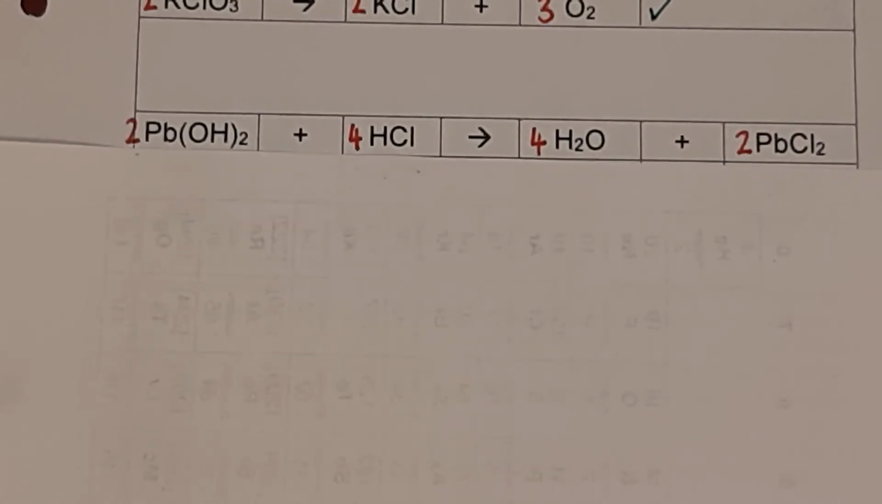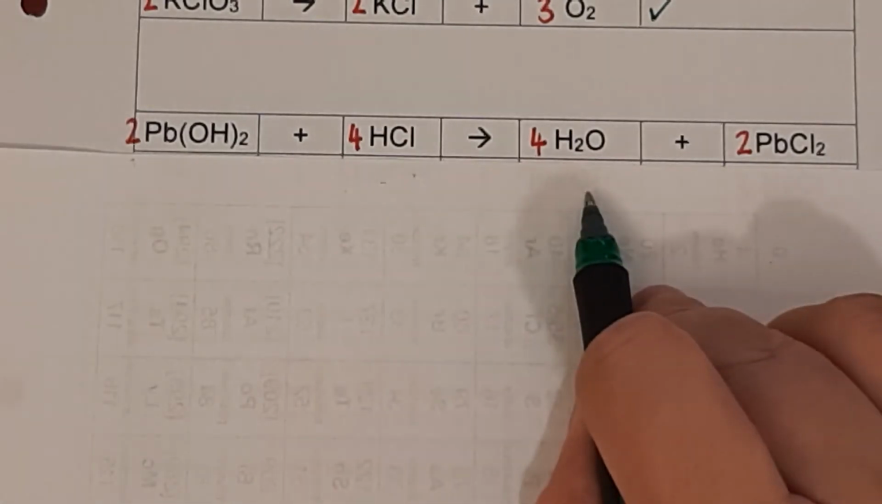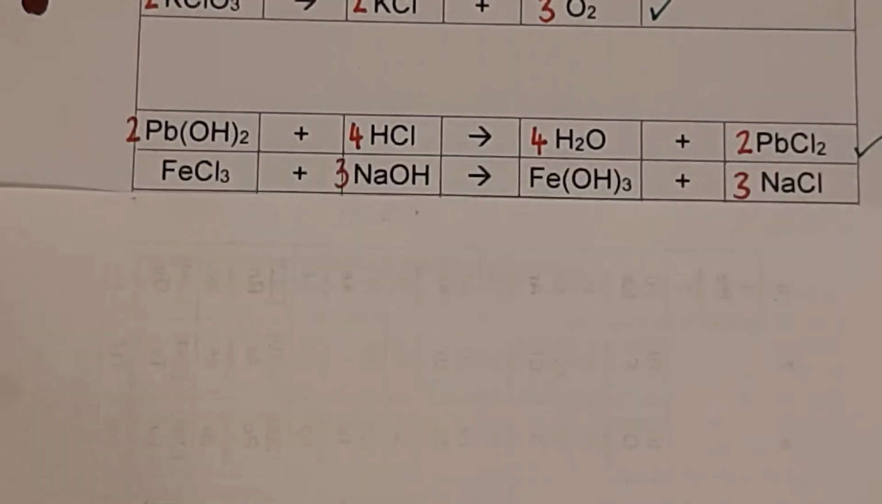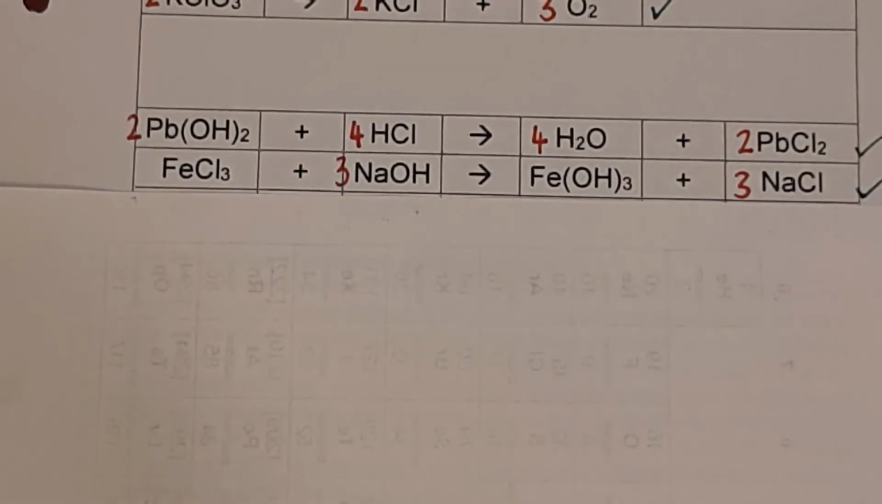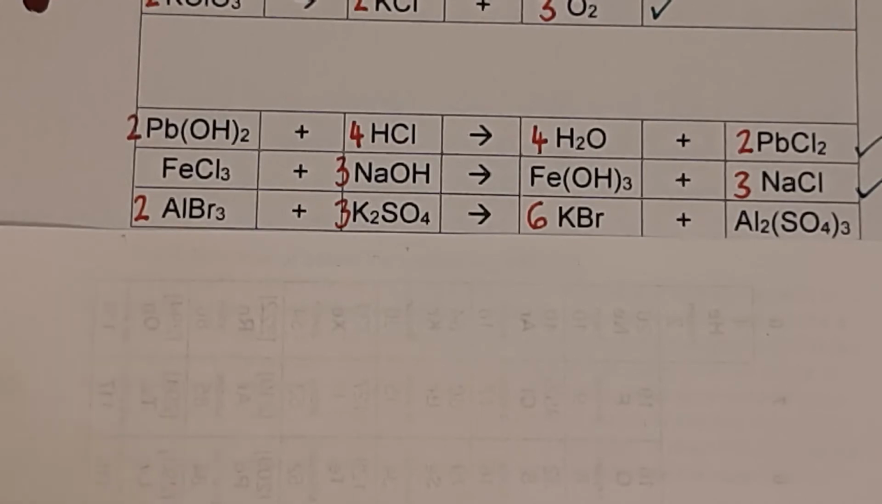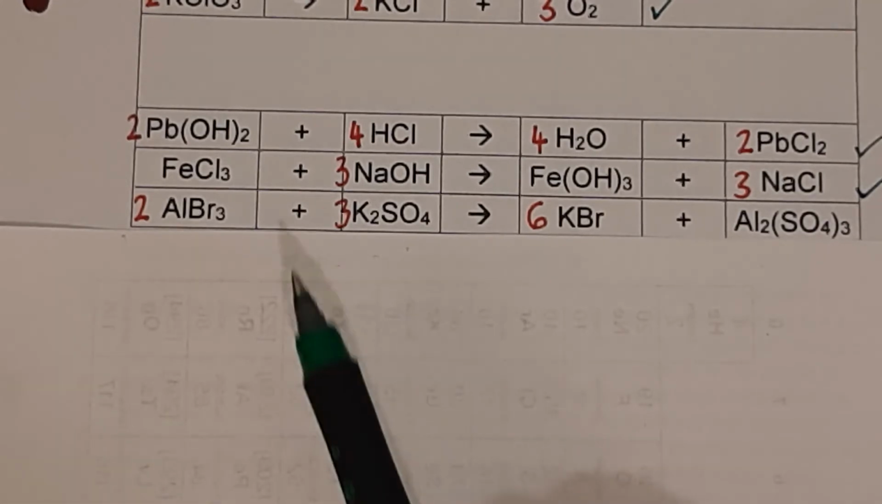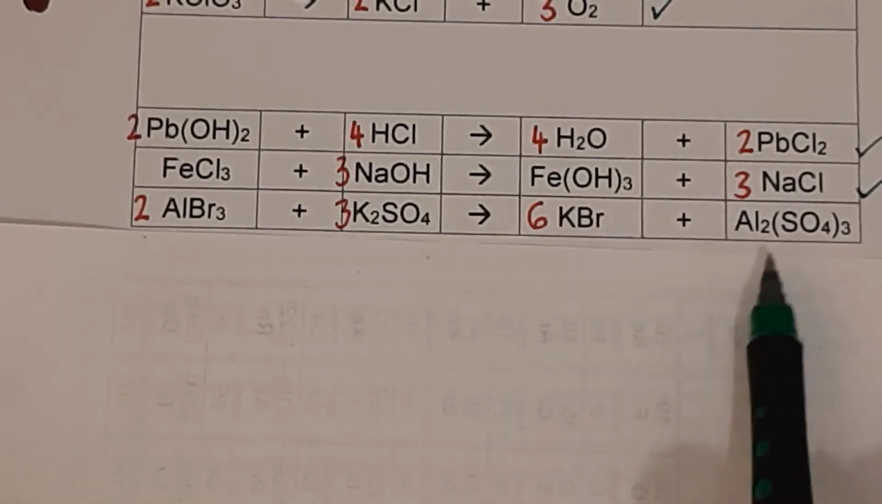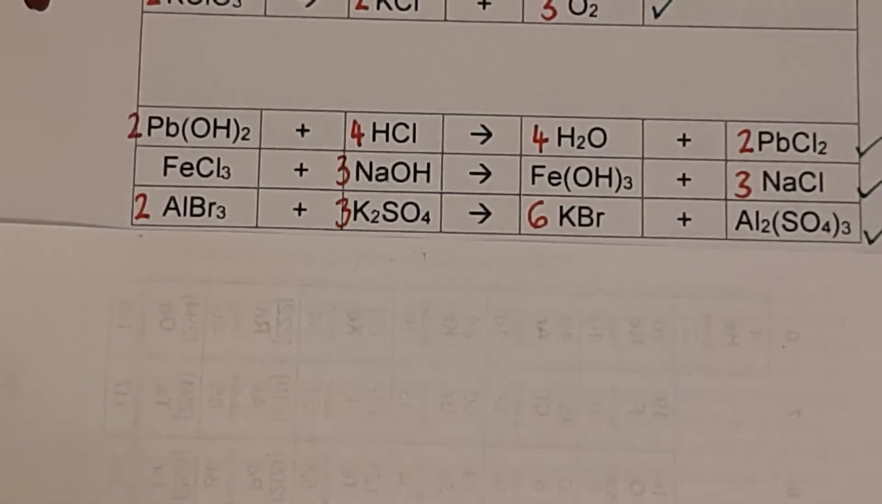Let's move on to the next section. Here you need a 2 in front of PbOH2, a 4 in front of HCl, a 4 in front of H2O and a 2 in front of PbCl2. Next question. So this time you needed a 3 in front of NaOH, a 3 in front of NaCl. So there we go. Next question. You needed a 2 in front of the AlBr3, you needed a 3 in front of K2SO4, a 6 in front of KBr, and this one stays as it is. That was another very tricky one.